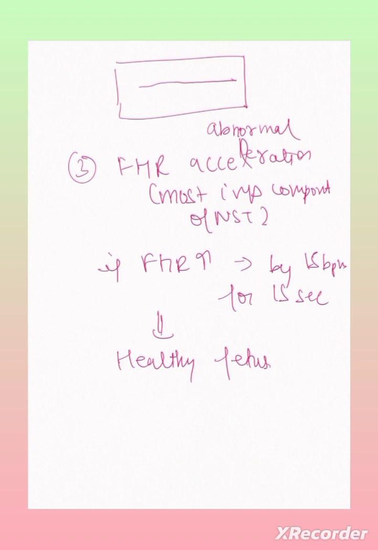And how do you do an NST? I'm telling you the procedure of doing NST. For doing the NST, you ask the female to lie in the left lateral position, and you are going to tie a belt around her abdomen. I'll show you a picture. You are going to tie it like this. A belt is tied around her abdomen.